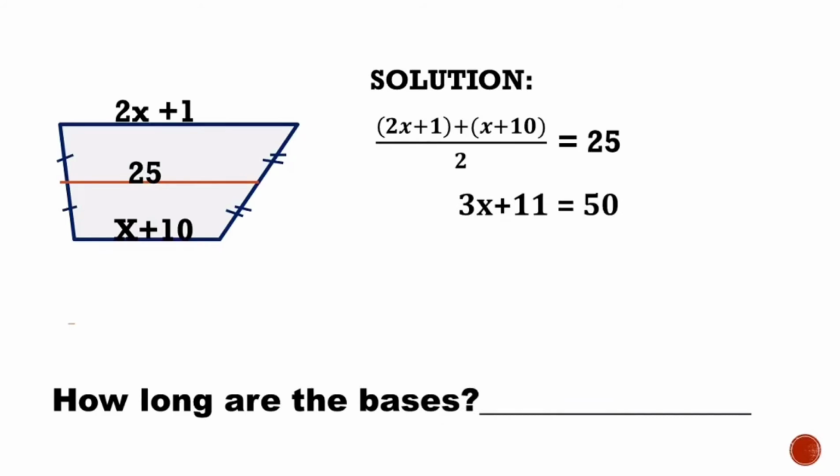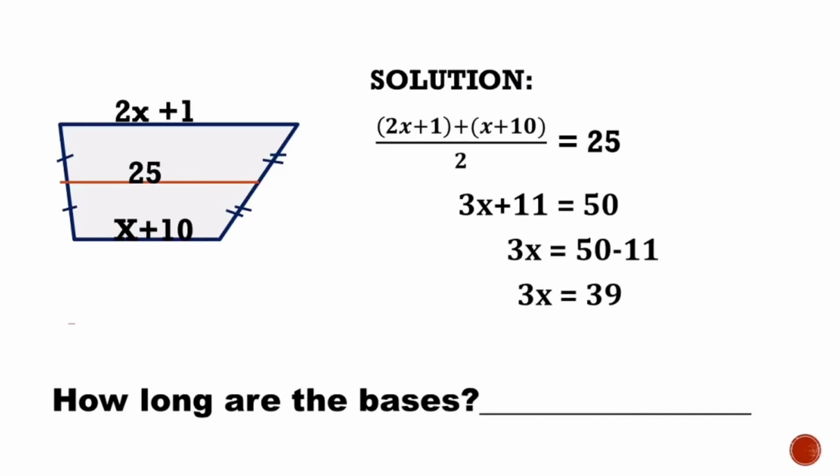Simplifying the expressions, we have 3x plus 11 equals 50. So 2x plus 1 plus x plus 10 is 3x plus 11. How did we get 50? It's actually the cross product of 25 and 2. Next, we have 3x equals 50 minus 11.